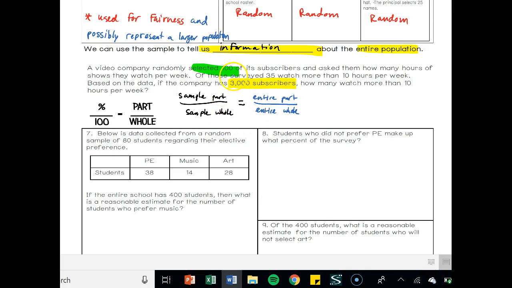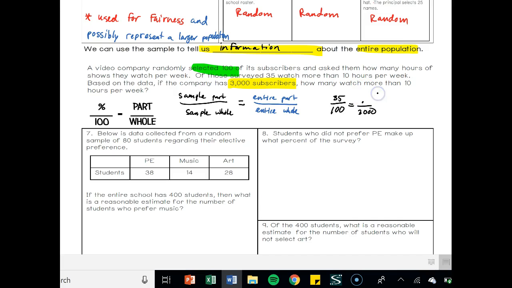So if you take a look at this one, your sample part was 35 people who watched over 10 hours of television. Out of how many people did you sample? 100. And that's going to be equal to your entire part, which is what you're trying to figure out, over your entire whole, which is all your subscribers, right, out of 3,000.